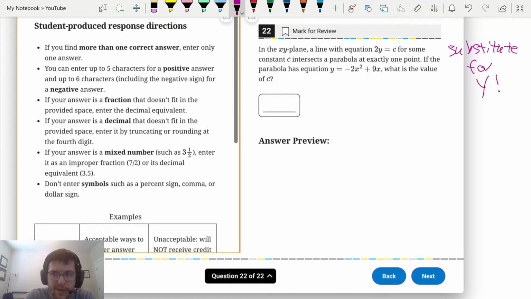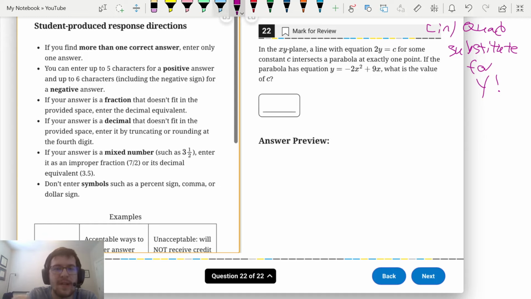Okay, so that's what you want to do when you see these linear quadratic systems. The strategy is you substitute for y. Typically, the easiest way for most people is to just get y by itself in both of them and then set them equal, because then you don't have to worry about using parentheses and all that stuff, right?